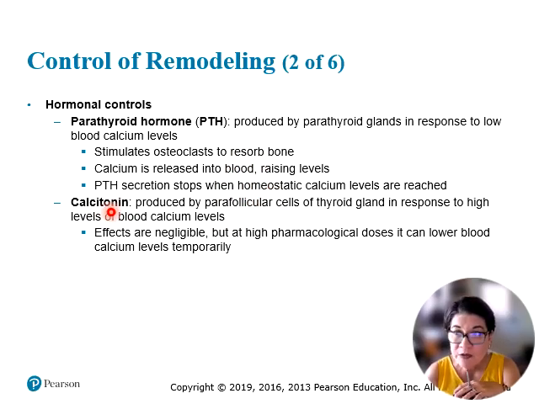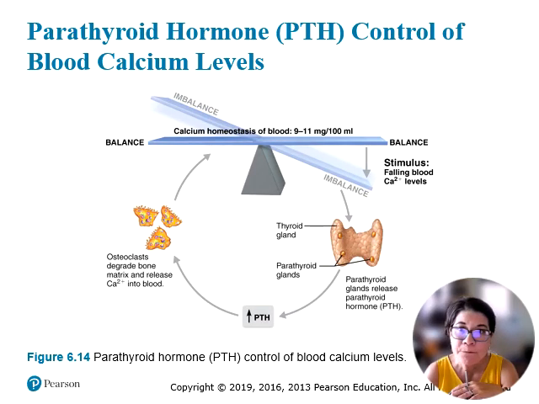And then you have calcitonin. These hormones are produced by some of the cells in your thyroid, which is right next door neighbor to your parathyroids. If you have high levels of calcium, you're going to produce calcitonin, and that's going to cause you to break down less bone. So these work oppositely, both negative feedback though.